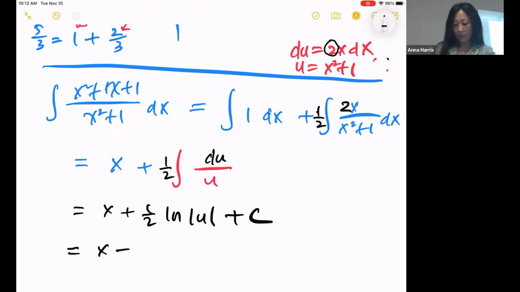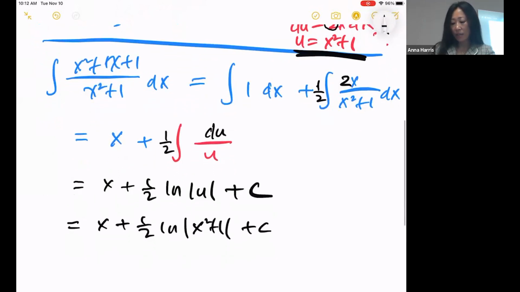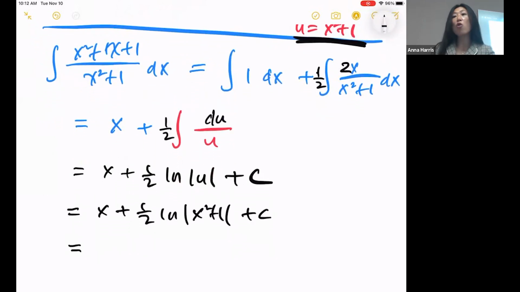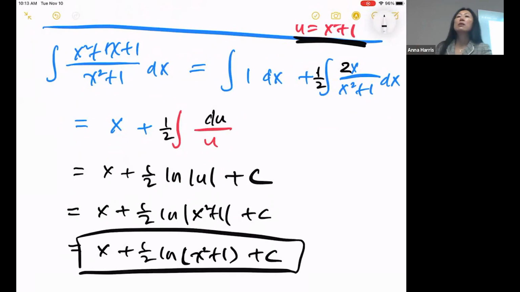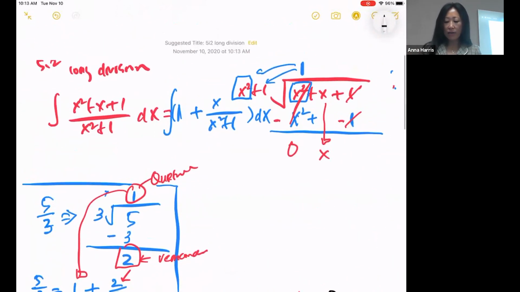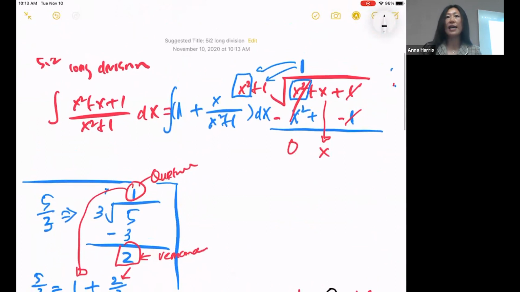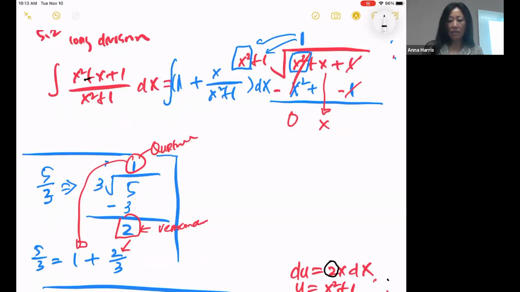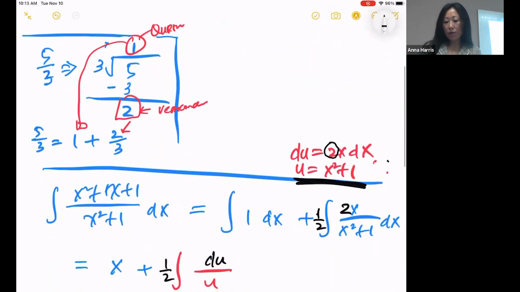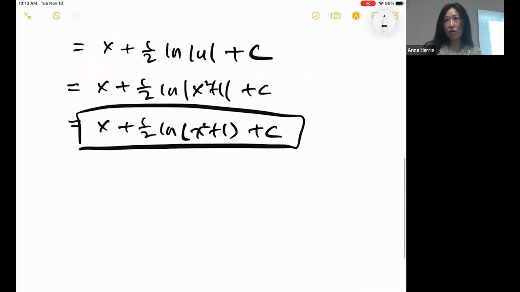So we're done. We'll plug back in what u is. U is this. In this case, I can drop the absolute value because x squared plus 1 is always positive, not negative. So that's your answer. All right, I want you to go over this one by yourself, okay? Because I want you to understand how to do long division. Without long division, if you don't know how to do it, you cannot do this problem. So this will be recorded again, so you can look over this again and know how to do it.